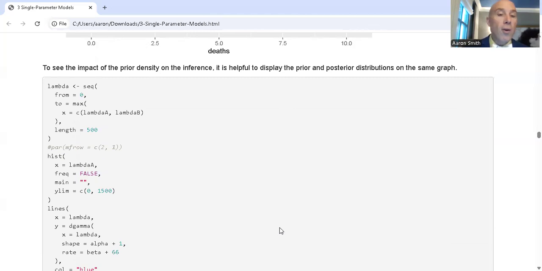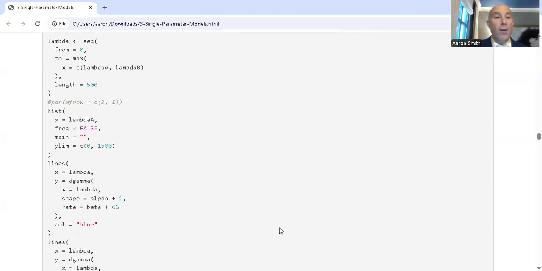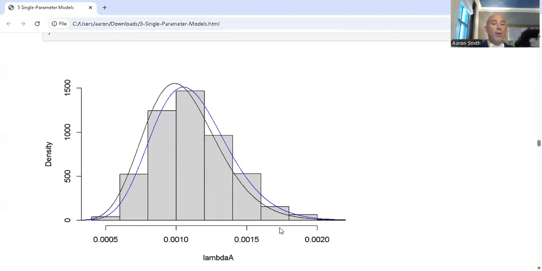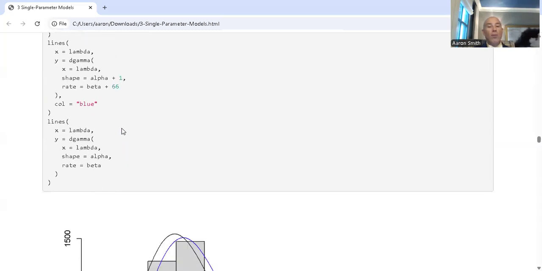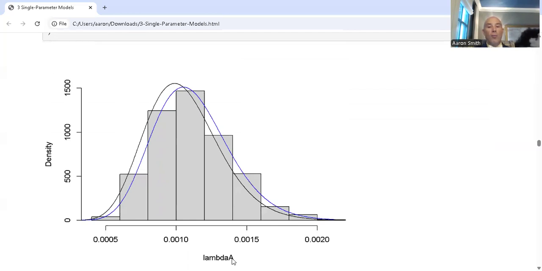All right, to see the impact of the prior density on the inference, it's helpful to display the prior and the posteriors on the same graphs. So let's do that. Okay, so what I've done here, let me back up. I'm going to get the distribution of reasonable rates for each of these. So here, this is for hospital A. Here is the histogram of the probability distribution for the lambda rate. The black line is the prior, the blue is the posterior.